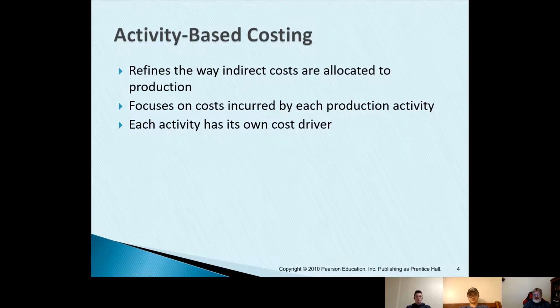Activity-based costing refines how indirect costs are allocated to production. It refines it because sometimes we're using two or three different drivers instead of a single driver. You'll see that as we work through another problem, like we did last week with the 2-23. You're going to see where it's very important to know how to identify what the different drivers are. It focuses the cost incurred by each production activity.